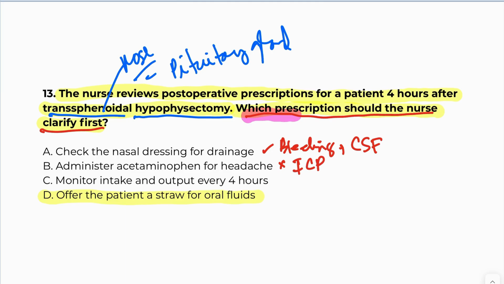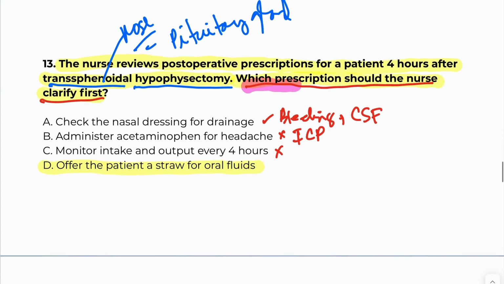Monitoring intake and output is routine post-operative care for any type of surgery anyway. So you monitor I&O sometimes frequently, instead of just every 4 hours, you monitor it every hour. But in this scenario, it says 4 hours. That's fine. It's 4 hours after surgery. Okay, so that's question number 13.